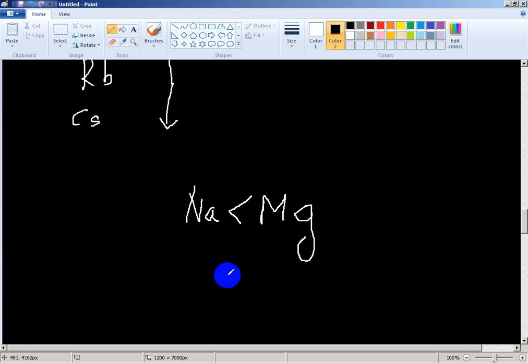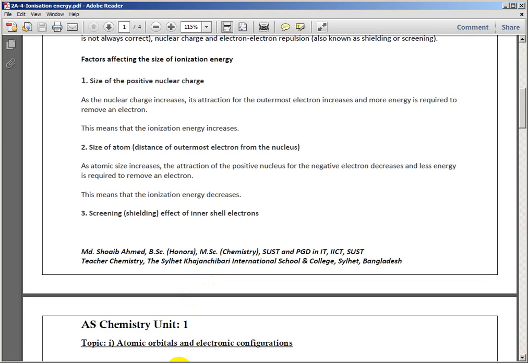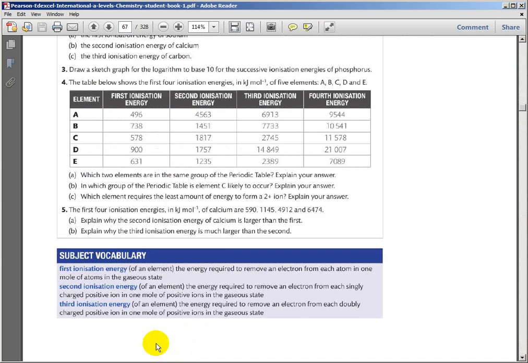Because sodium has one positive charge and magnesium has two positive charges. The shell number remains the same, but the positive charge increases, so the nuclear charge is more. So the attraction between the positive nucleus and the electron is more, and more energy is required to remove the electron. Now I am checking these things. Which one has more ionization energy, between sodium and magnesium?